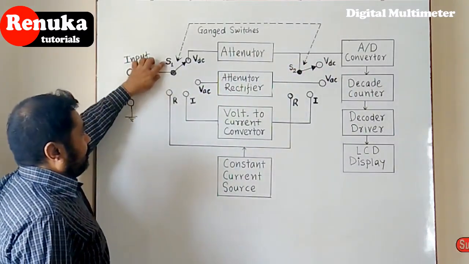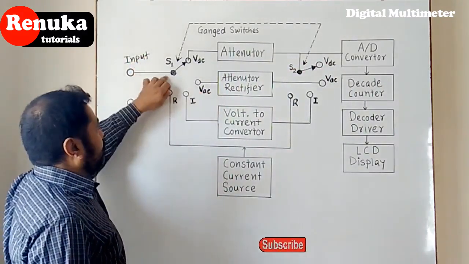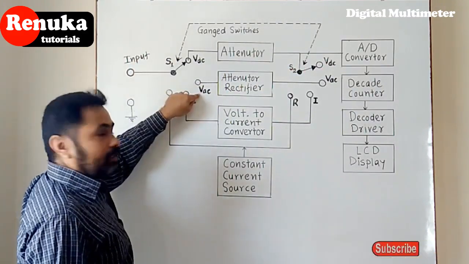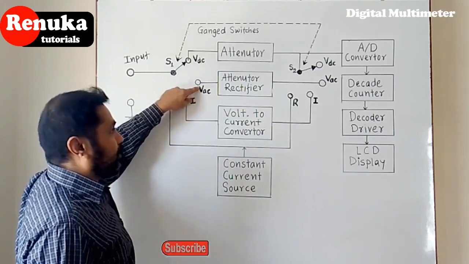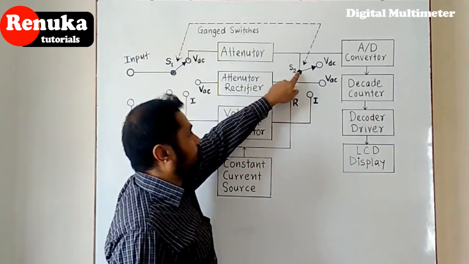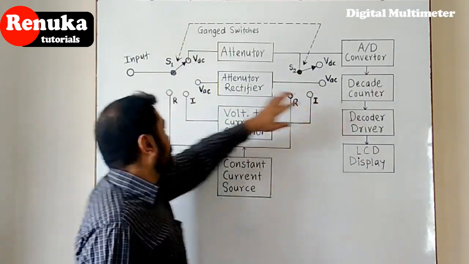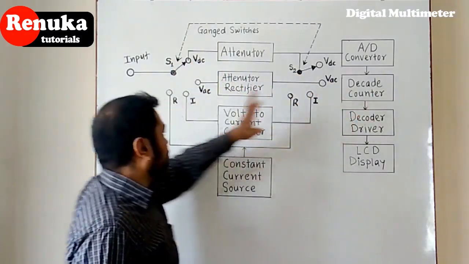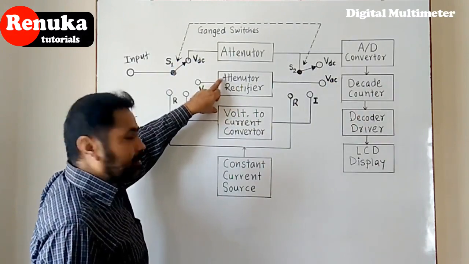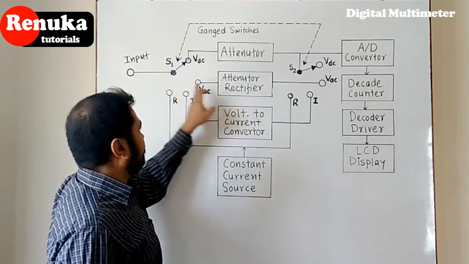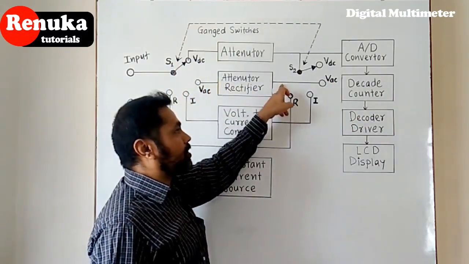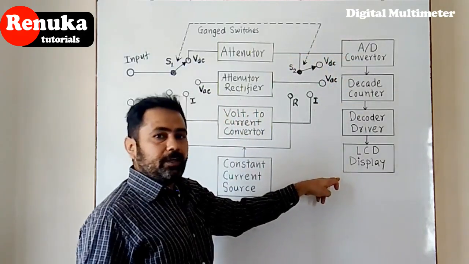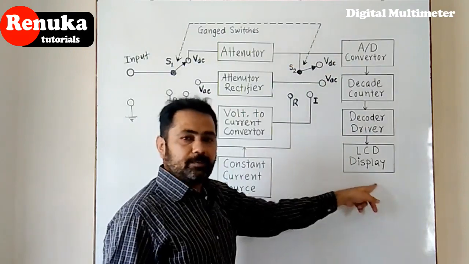Second, for measurement of AC, we have to keep the switch at the VAC point. So switch S1 will be connected to VAC, and at the same time S2 will also be connected to VAC. Here we have to convert it into DC. For that, again the attenuator circuit is there, and after rectification the AC voltage is converted into DC. Then through this switch it is applied to the DC voltmeter. In this way the AC voltage will be displayed here.